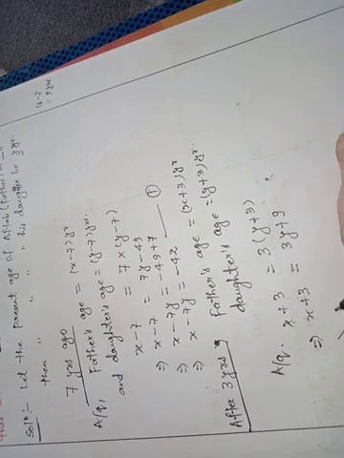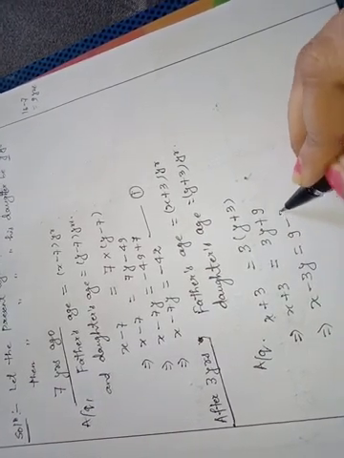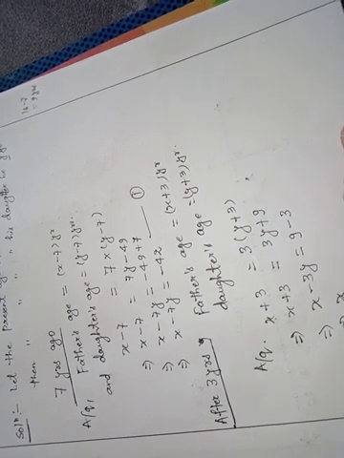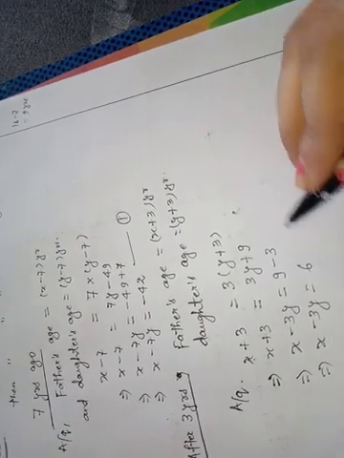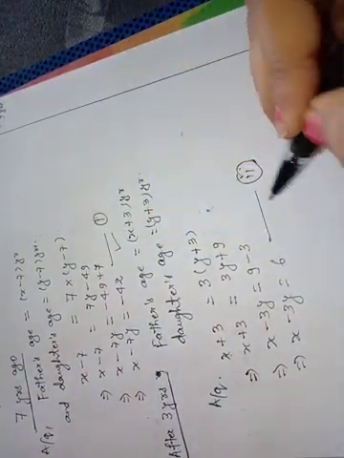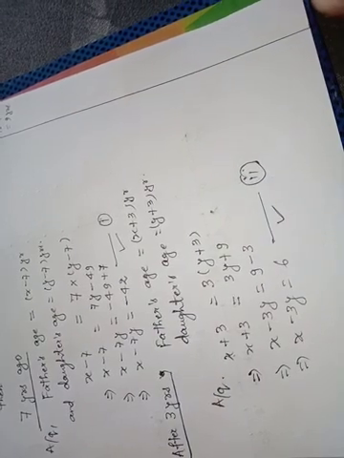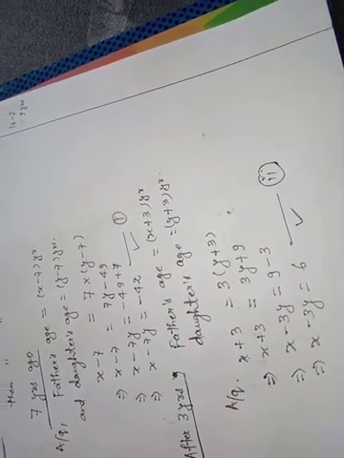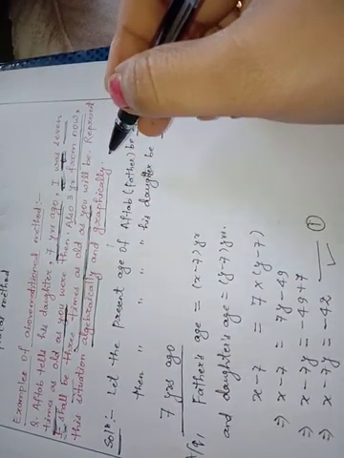Now x minus 3y equals 9 minus 3. X minus 3y equals 6. Okay, and this is equation number 2. So equations number 1 and 2 are the algebraic form. Okay, and we have to solve this question graphically also.